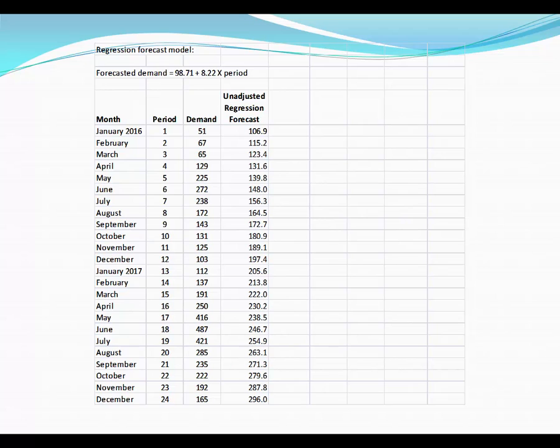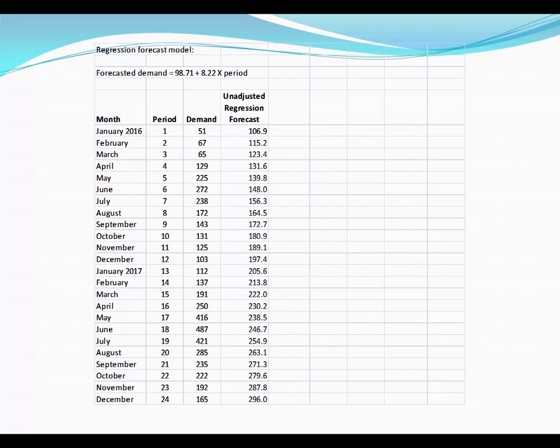Now, if you look at those numbers, in some cases they seem to be pretty close, maybe like in April, where the actual demand was 129 and our forecast was 131. But in January, it's way off. Furthermore, in the case of January, we're badly overestimating what the demand is. In contrast, look at June. Actual demand was 272. Our forecast model predicted only 148. So this regression model doesn't really look completely useful the way it is.